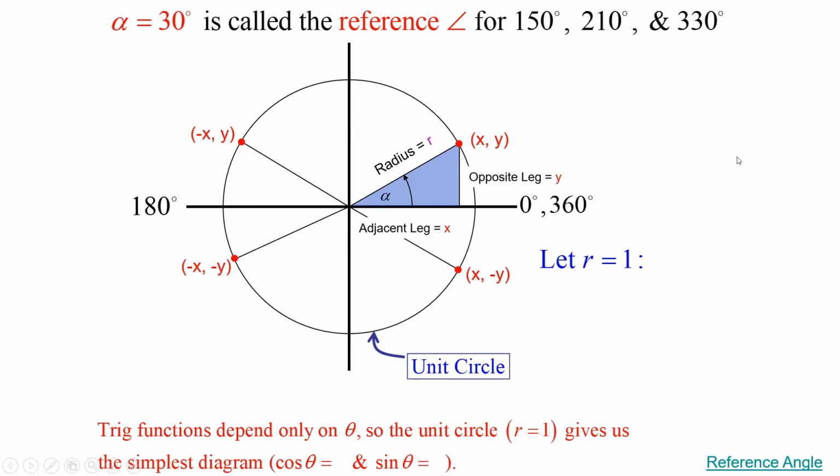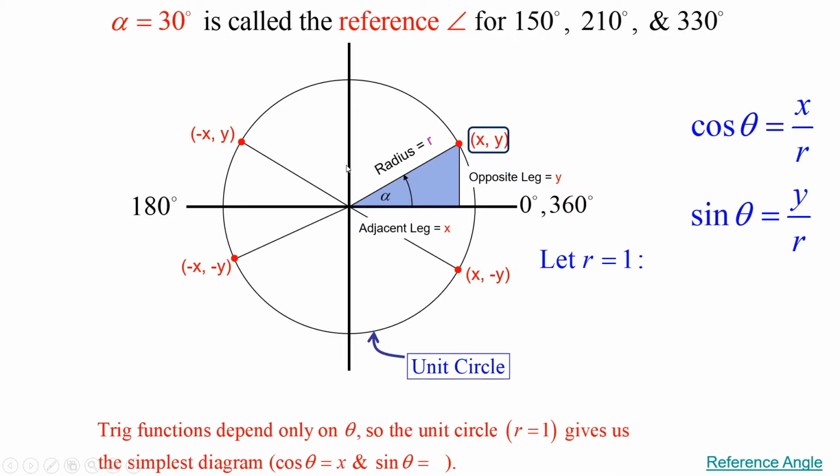Well, let's go back to our algebraic definitions. Cosine of theta is x over r, all right? And sine of theta would be y over r. Now think about that. If the radius is 1, that means cosine of theta just equals x. So there we go. Cosine of theta is just x right there.